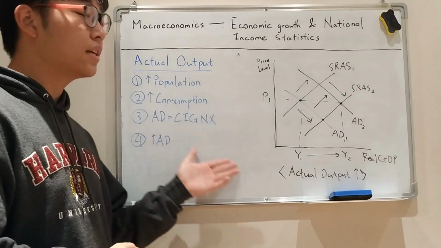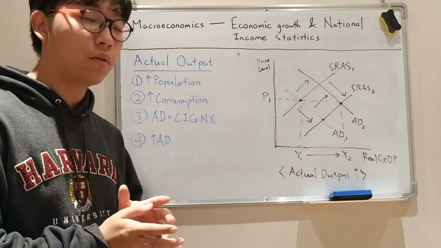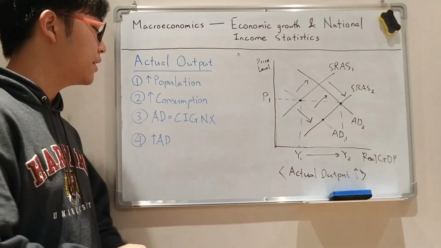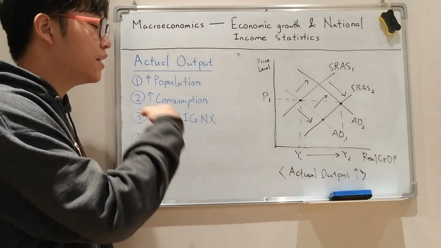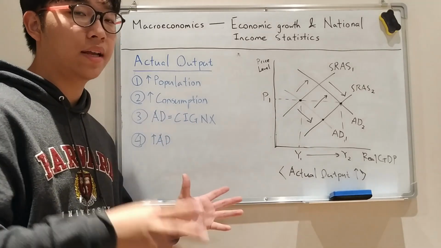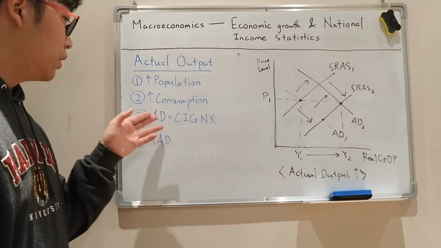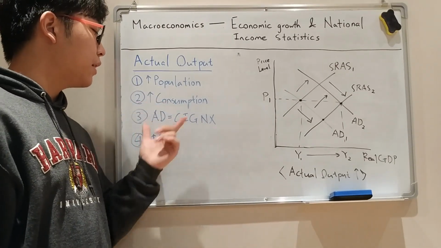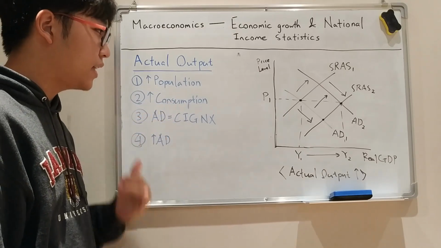So I'm guessing that many of you know what CIGNX is, but for those who don't, CIGNX is consumption, investment, government spending, and NX is net export. So export minus import. So we usually write it as NX. So out of the CIGNX of AD, consumption increases, which is C, so that would eventually increase AD.